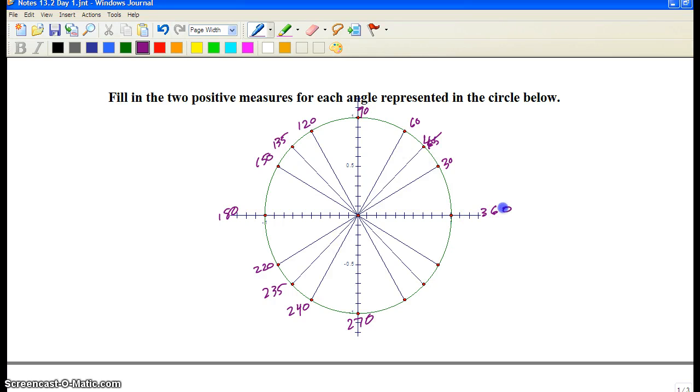Okay, this was 360 all the way around the circle. I wanted you to calculate it from the x-axis. So we're actually 30 less than 360. So this is going to be 330. I should put the degree measure on each of these, by the way.